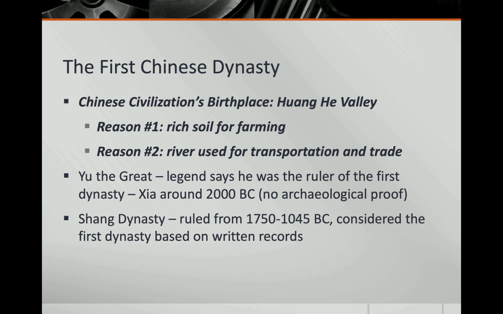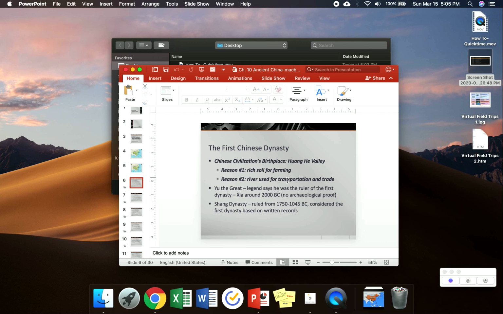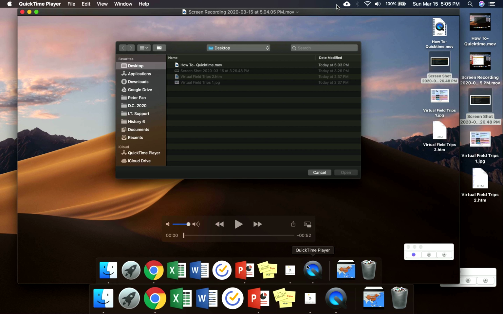And then once I finish that, I can just push Escape on my keyboard, and it closes out of the PowerPoint, but it's still recording at this point. And then when I'm ready to stop that recording, I just come up here to the top bar. It has a circle with the classic stop square, and I just push that and it automatically stops, and it pulls it up so I can see it.